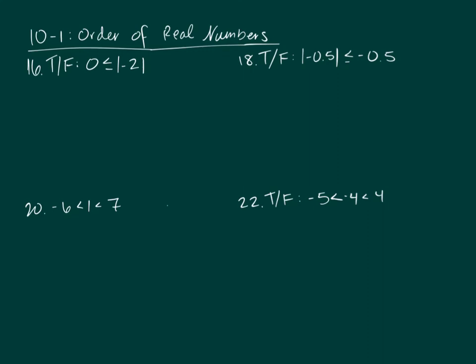So today we're looking at chapter 10, right? We're moving past linear systems of equations and going into order of real numbers and inequalities in one variable. To start off, let's remind ourselves how the order of real numbers works.